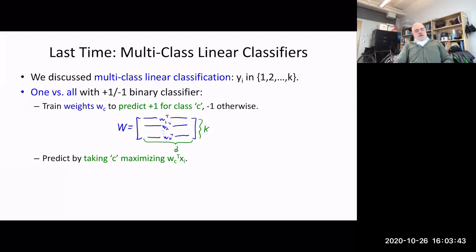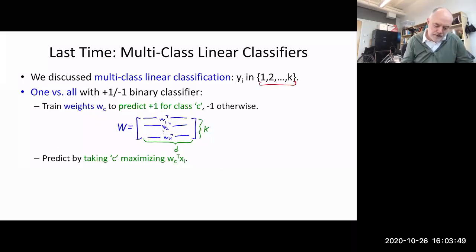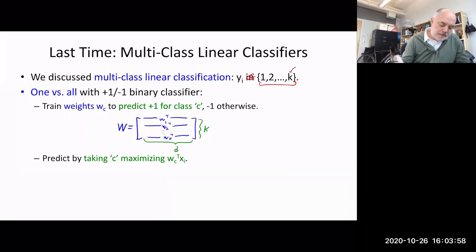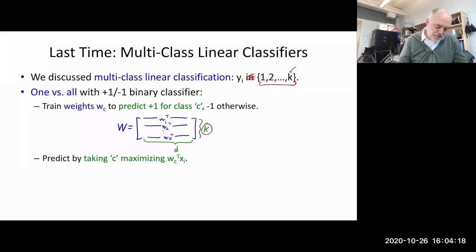We discussed multi-class linear classification, so using linear models for classification where there's more than one output class, so yi in this, right? And we said we can train one versus all. We can basically learn k different one versus all classifiers using a +1 -1 binary classifier. And we can take the weights for all k of those classifiers, which predict 1 for class C and -1 for everything else, and stack them up into a big matrix W, where every row is one of the parameters for one of the linear classification models.